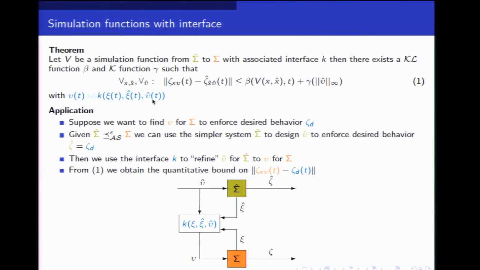So this is the graphical schematic saying that if I can design a controller for this sigma hat, satisfying the desired behavior, I feed the epsilon hat here to this interface, and also I get the feedback from my state and the state of the abstraction, and I can force the input to the concrete system such that this output also is close to the desired output, which I was interested in.